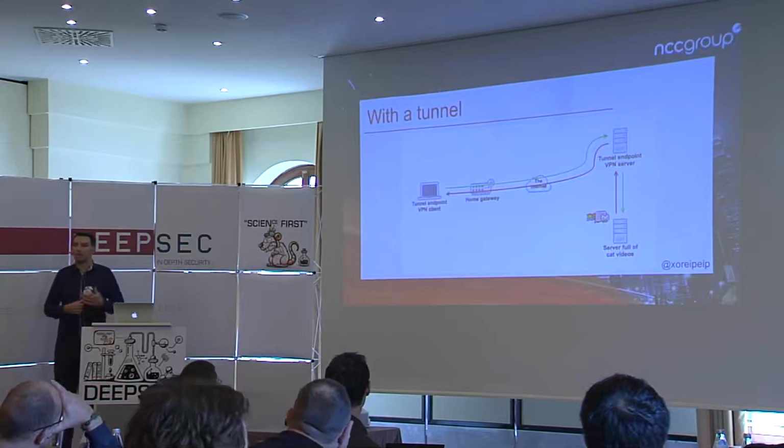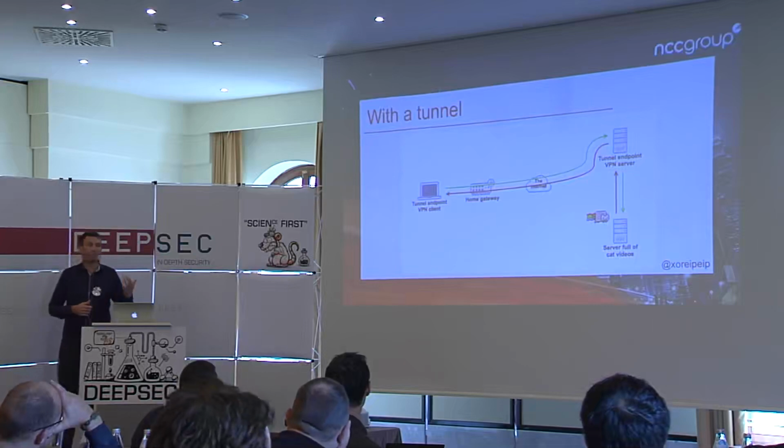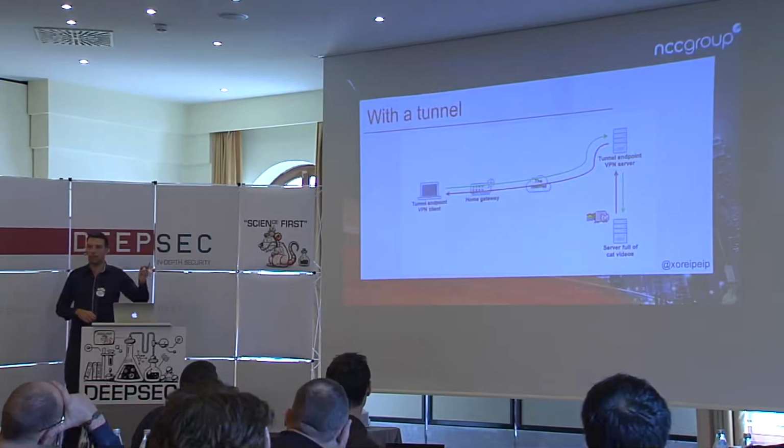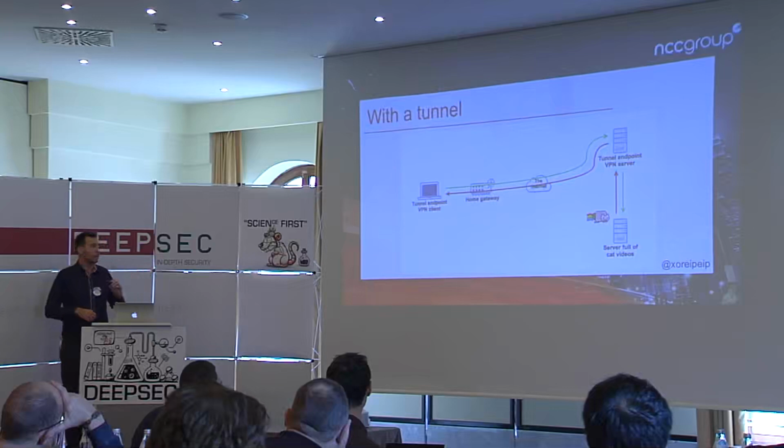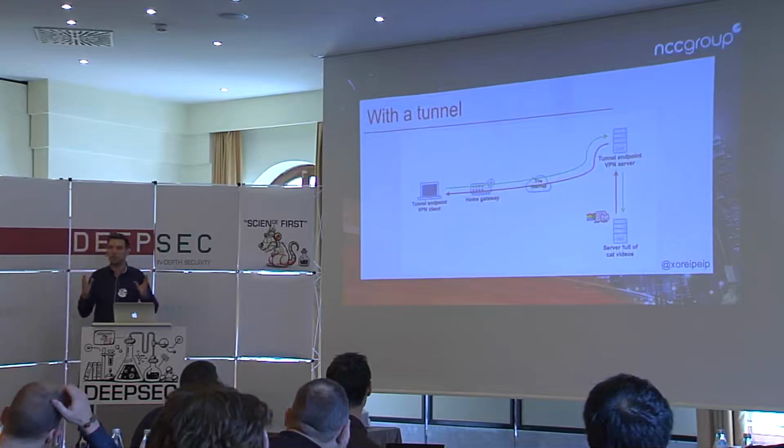And whenever you download your cat videos, the server that has your cat videos will only see the IP address of the VPN server, and the internal hops, between you and the VPN server, will only see that you are communicating with the VPN server.